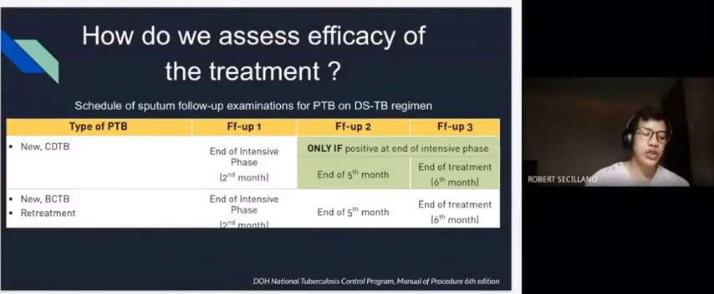So next is new bacteriologically confirmed tuberculosis. Same, we will do sputum smear at the end of the 2nd month, also at the end of the 5th month, and at the end of the 6th month or the treatment.